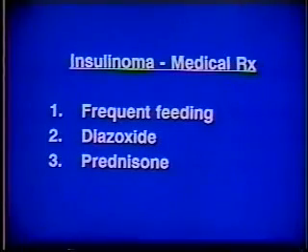The drug diazoxide was more readily available in years past. It would inhibit the insulin secretory capabilities of the tumor, but do nothing for the malignant characteristics of the insulinoma. Diazoxide today is difficult to get, and it is very expensive.